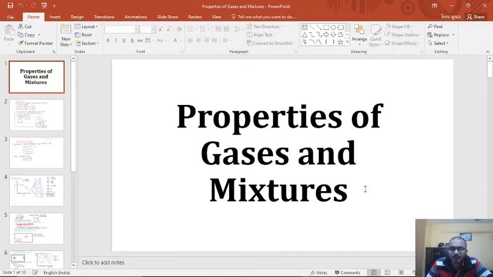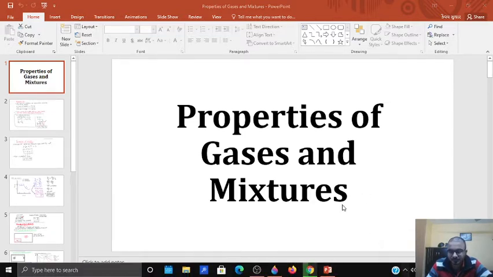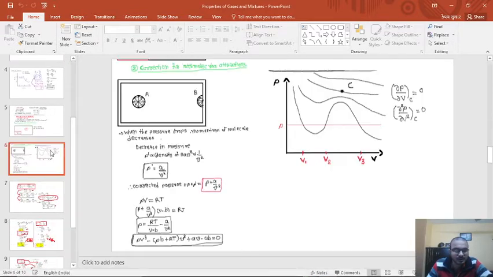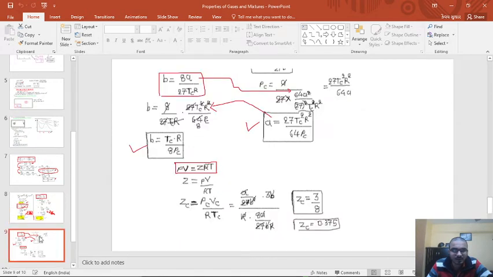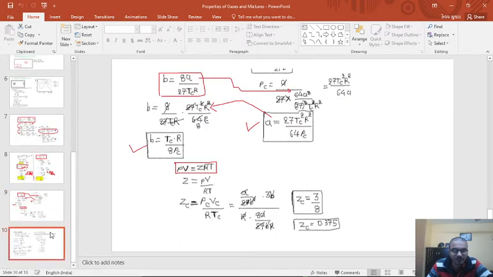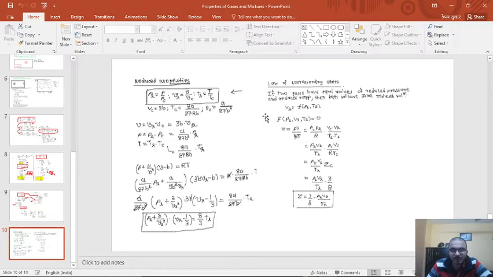We are continuing our topic of properties of gases and mixtures. In our previous lecture we continued with the van der Waals equation, and then we studied the reduced properties and the law of corresponding states. So here we will have a continuation of the law of corresponding states.